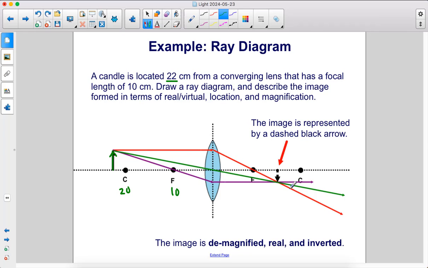We draw a ray diagram, and you can see that the image is smaller, so it's demagnified. It's on the other side of the lens, so it's real, and it's upside down, so it's inverted.